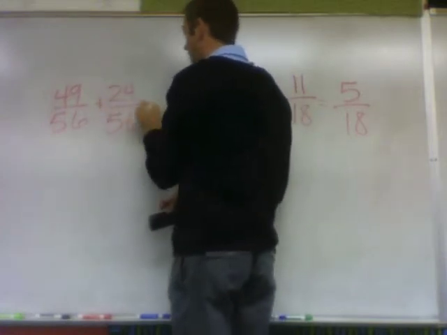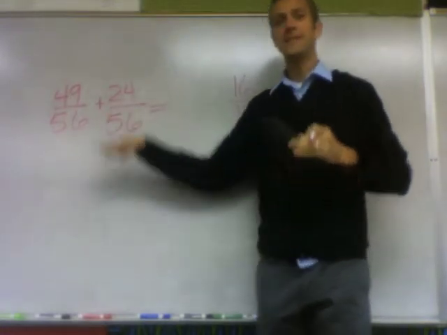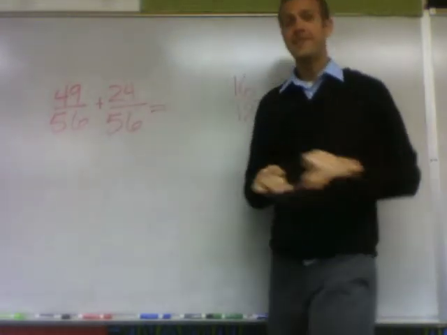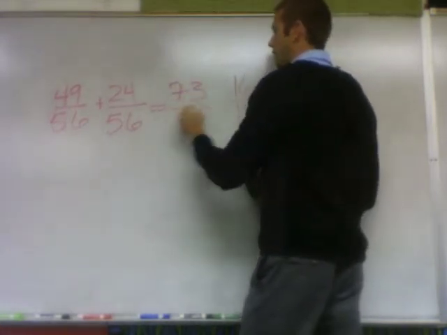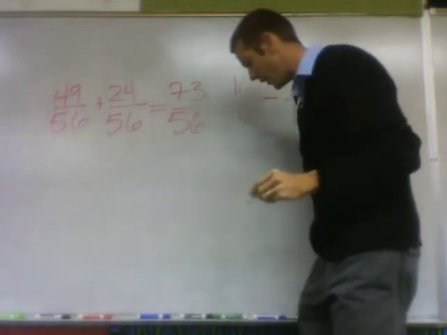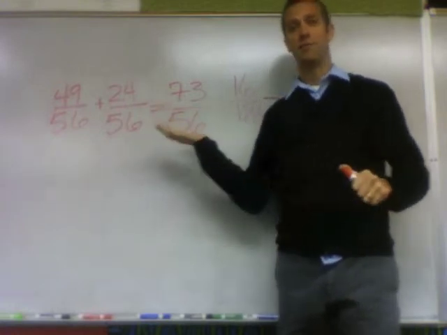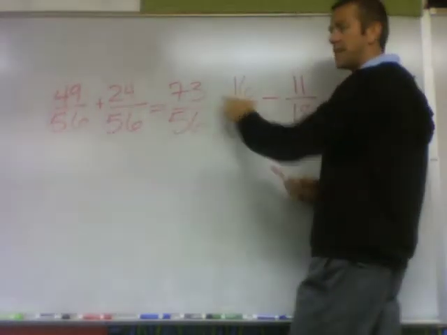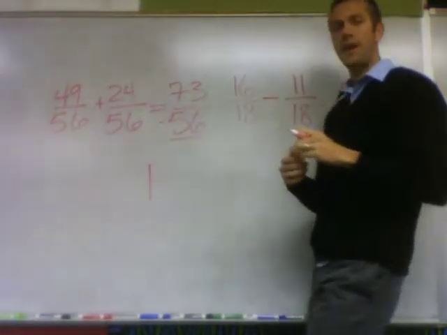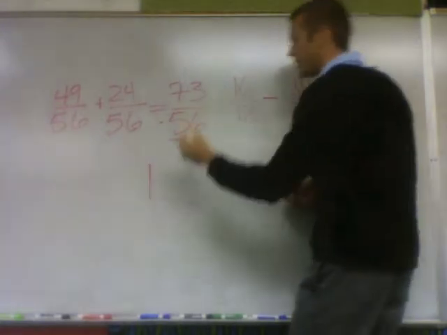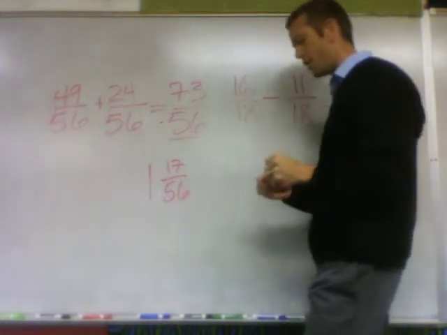Now it looks just like those problems we did so many years ago where the denominators are the same. 49/56 plus 24/56 equals 73/56. Now I know that's very improper, right? So let's fix that. We can't leave our problem like this. So 56 goes into 73 one time. And if you were to subtract these two, you would find out how many is left over. That would be 17, and 56 would stay on the bottom.